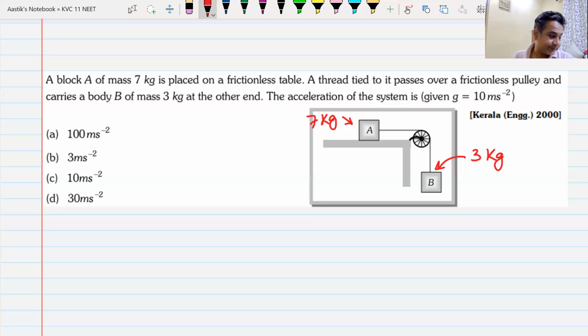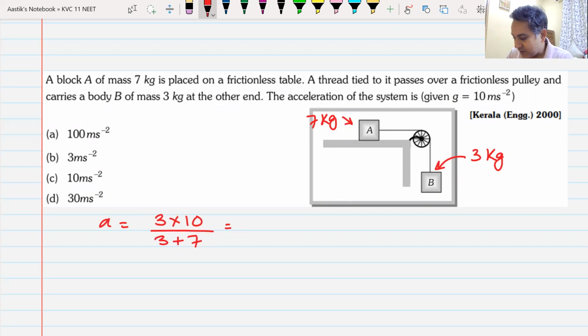The pulling force, as you can see here, is because of this 3 kg block. Straight away, you can write the acceleration, my dear friends. 3 into 10 divided by 3 plus 7, and you end up at 3 meter per second square. Yes or no?